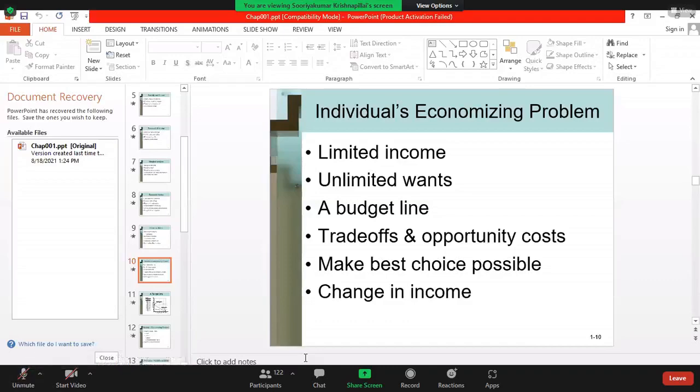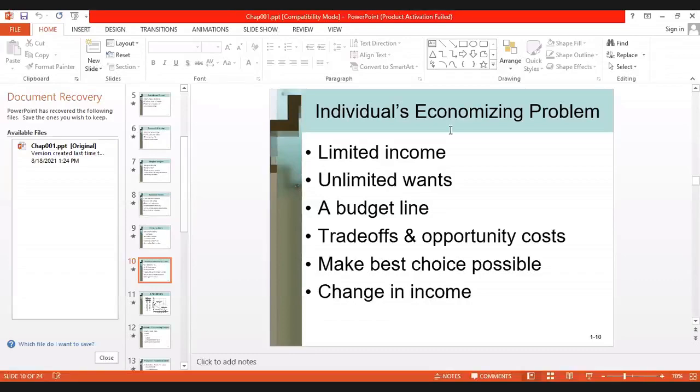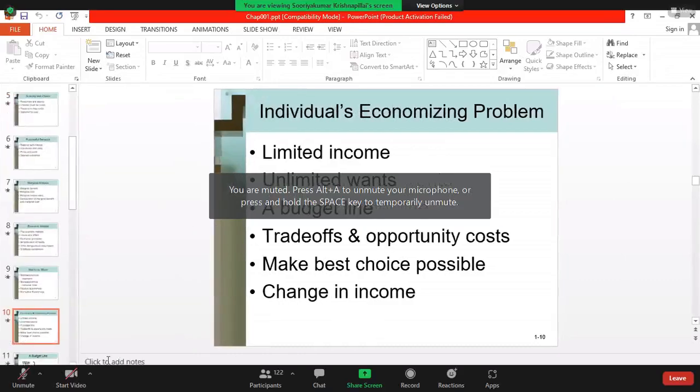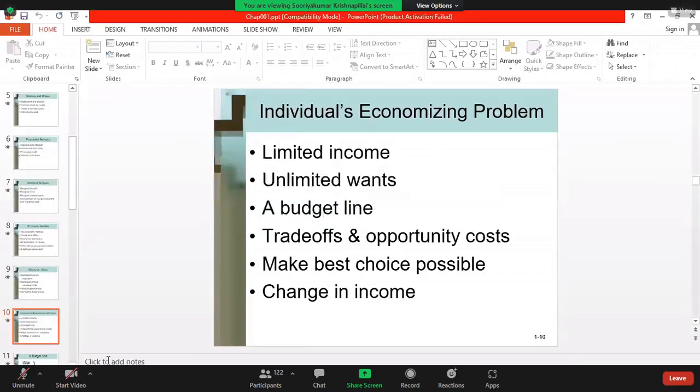Sorry for the delay. My computer is stuck. Okay, now you can see the slides. Can you see my screen? Okay.